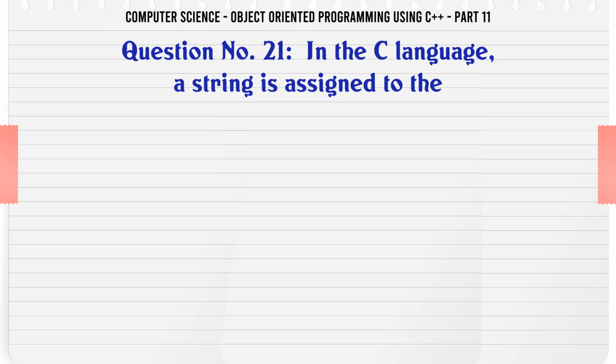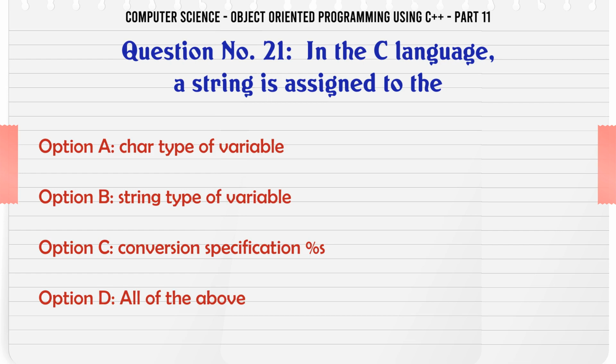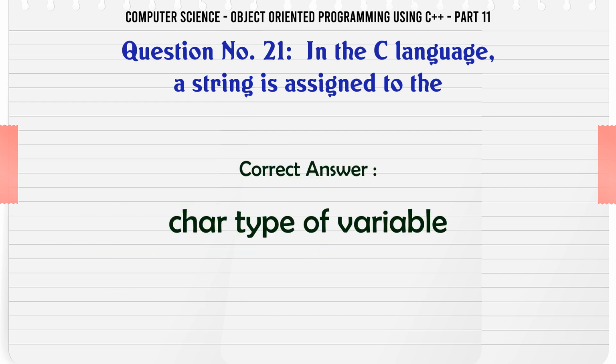In the C language, a string is assigned to the A. Char type of variable. B. String type of variable. C. Conversion specification %s. D. All of the above. The correct answer is char type of variable.